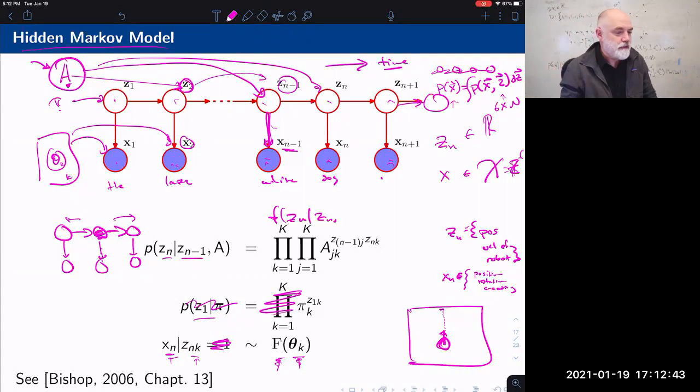The weather, the world, right? Physical systems, everything can be described by such a model, depending on what the space of X is, Z is, and how complicated the link functions are that link them together.